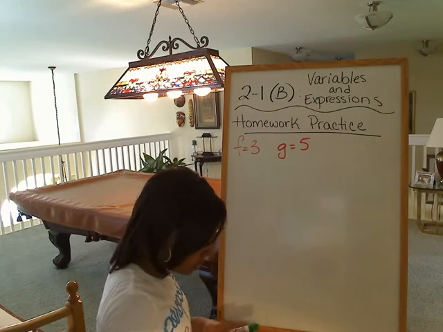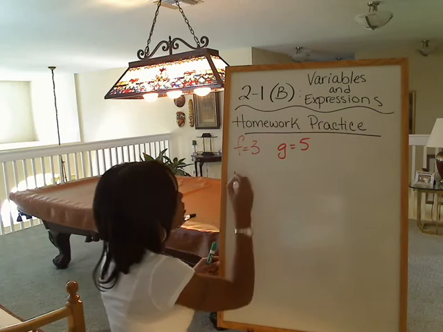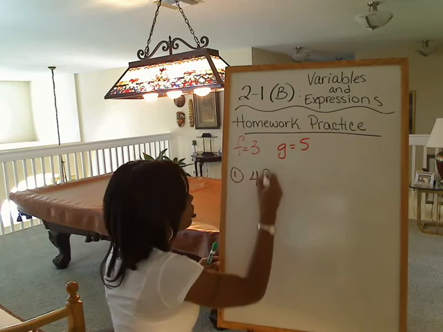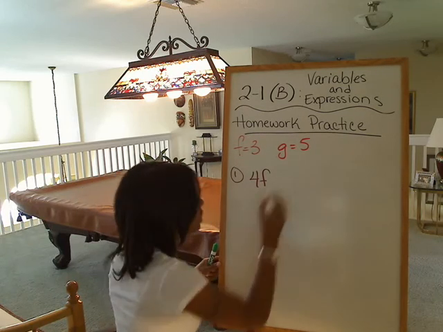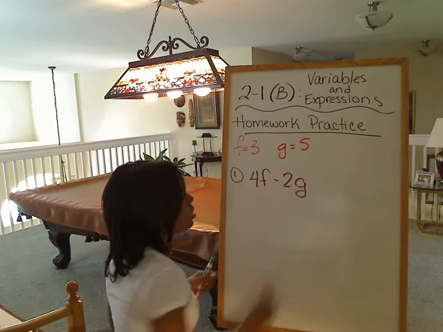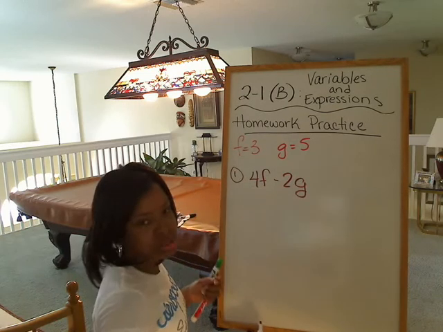It says to evaluate each expression if f equals 3 and g equals 5. And number 1, the question says 4f minus 2g. So basically all you're doing is substitution.